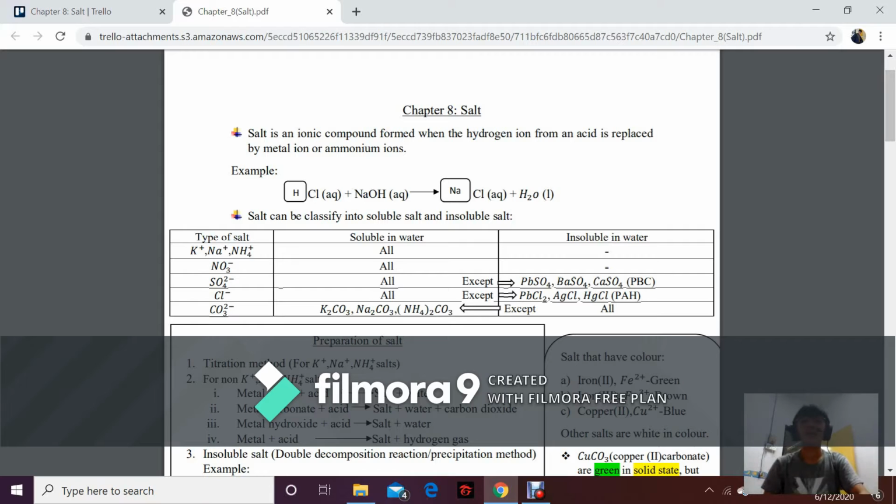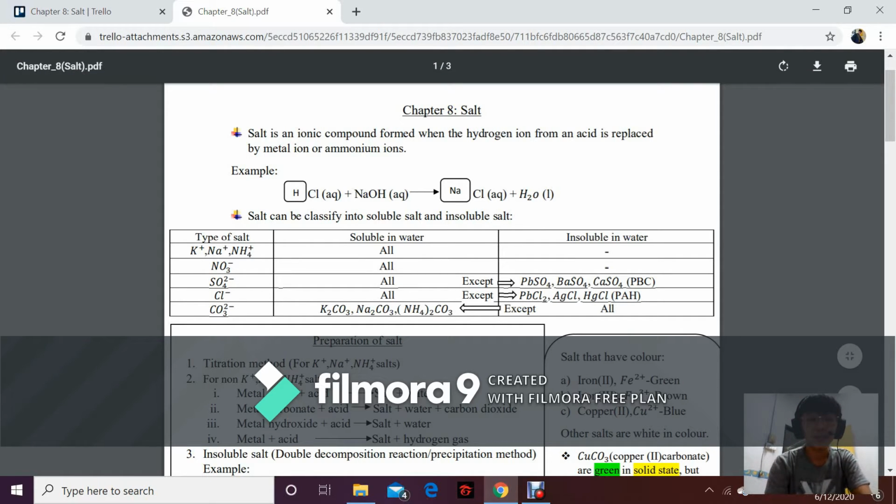Now I am gonna discuss about the soluble and insoluble salts. Do you know salt can be classified as soluble and insoluble salt? I think you probably don't know because you think all salt are soluble in water. But that is not true, because salt can be classified into two categories, which is soluble in water and insoluble in water. So now we are gonna discover it.